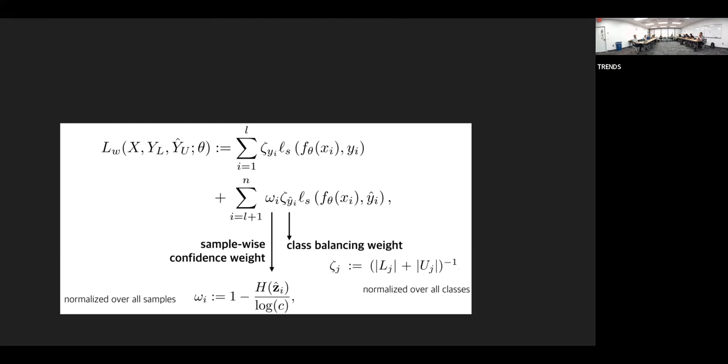Maybe we can check out what the variables are. You have L of J plus U of J, the inverse of that. So what is it? Yeah, it's the number of labeled samples plus the number of unlabeled samples. But why J? This J, I also don't know.